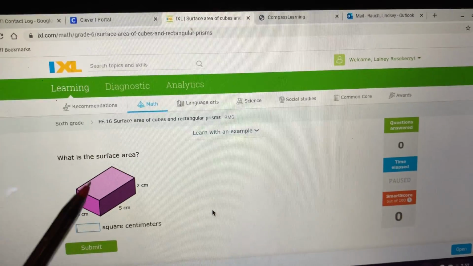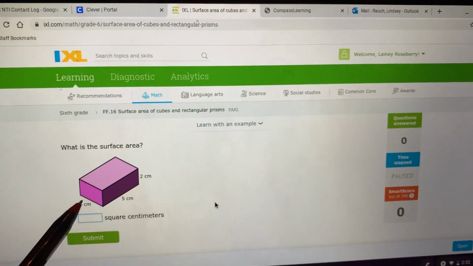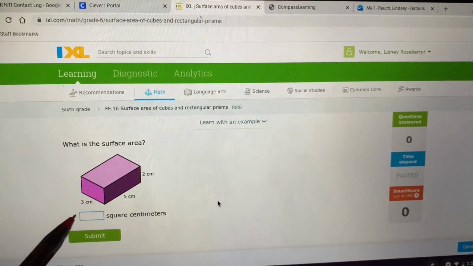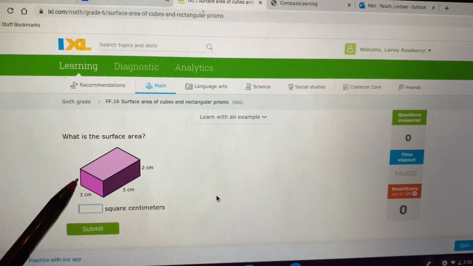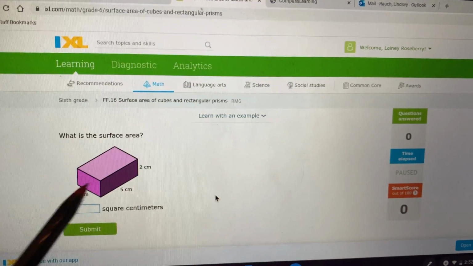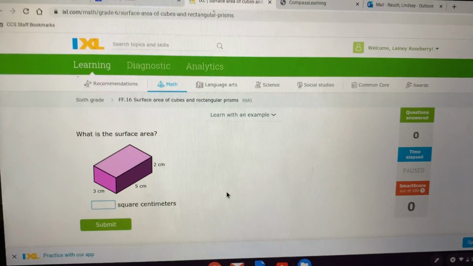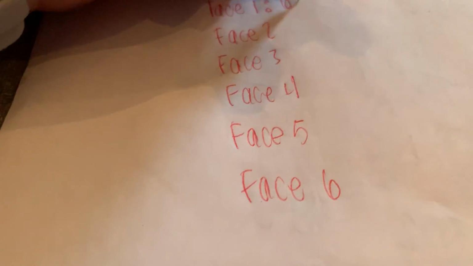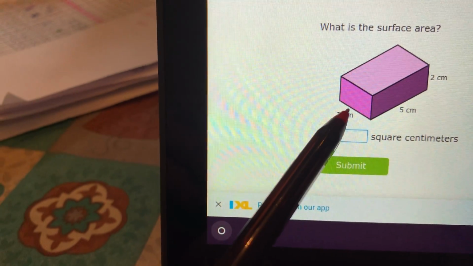So I'm going to start with, let's say, the front right here. This is a rectangle. In order to find the area of a rectangle, it's length times width. So 3 times the width, which is going to be 2 because each of these are going to be 2. So 3 times 2 is going to be 6. So I'm going to write 6 centimeters squared. Again, 6 centimeters squared is the area for the front here.